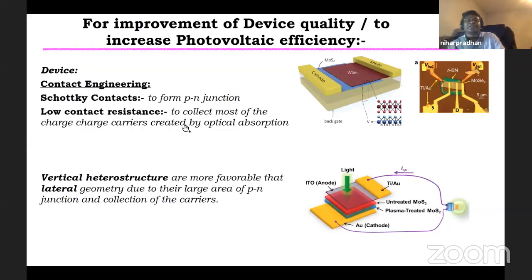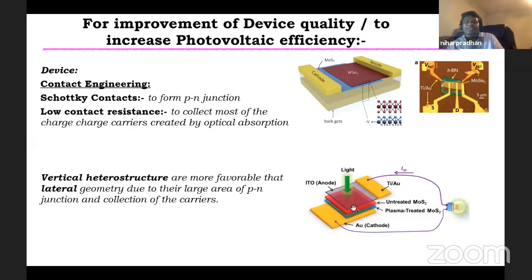This is needed to collect most of the charge carriers created by optical absorption. If the contact resistance is huge, again, it is the Schottky barrier and the contact resistance. If the contact resistance is low, most of the electron and hole pairs that are generated, you may be able to catch them or collect them in your cathode and anode, and that will increase your efficiency.